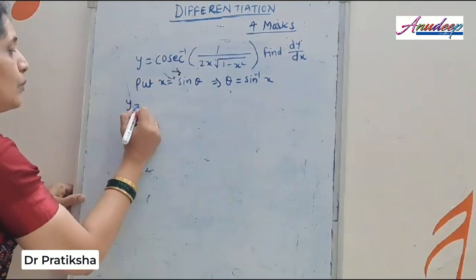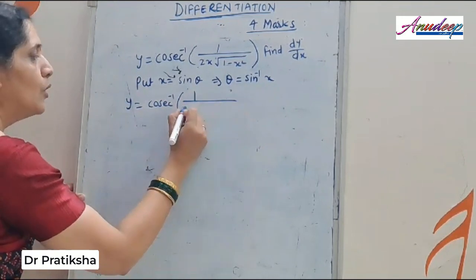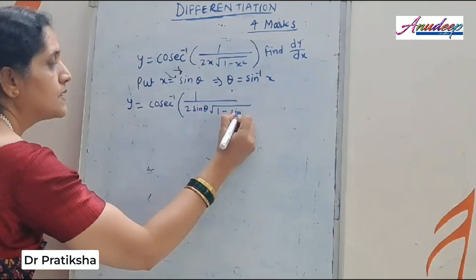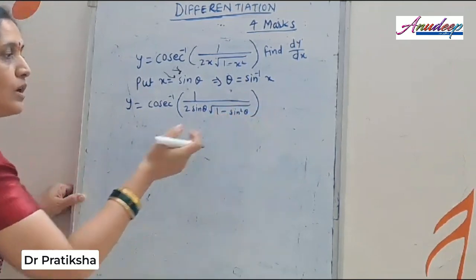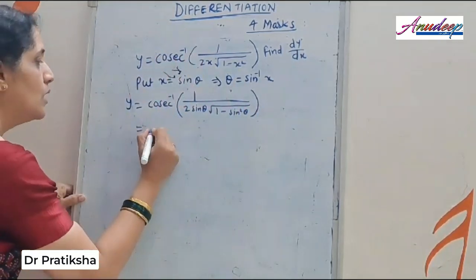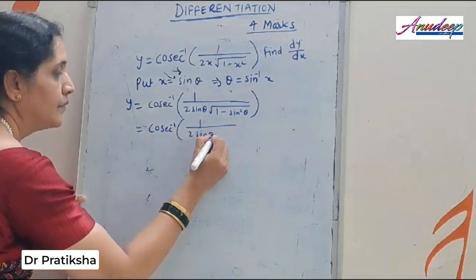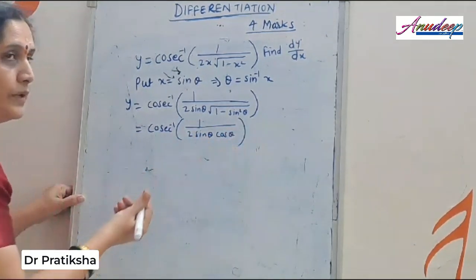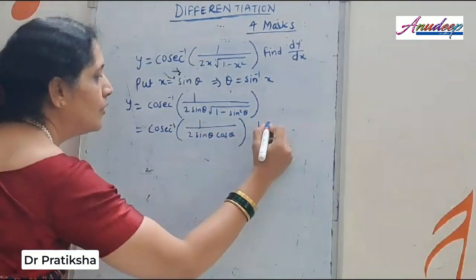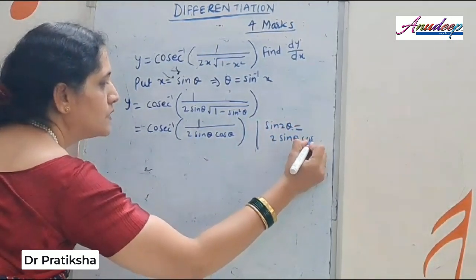Now, what you get, your problem will reduce to y is equal to cosec inverse of 1 upon 2 sine theta, and here 1 minus sine square theta, right? But what is 1 minus sine square theta? It is cos square theta, and when you take the square root out, you will get a term of cos theta in the denominator. But what do you see in the denominator? It is a multiple angle formula. That is, it is a formula for sine 2 theta is equal to 2 sine theta cos theta, isn't it?